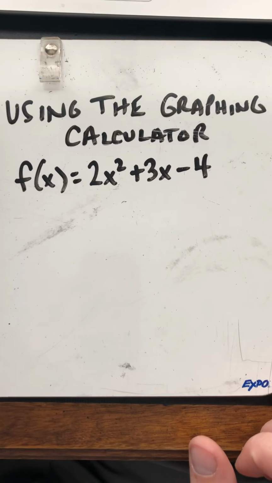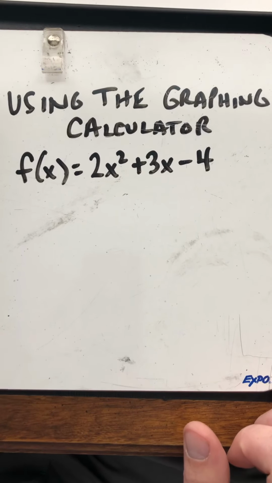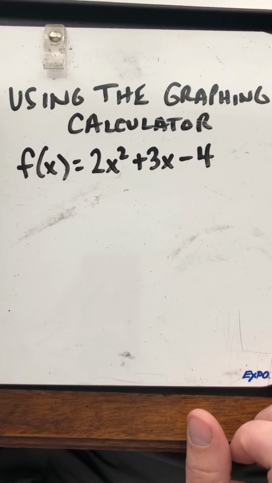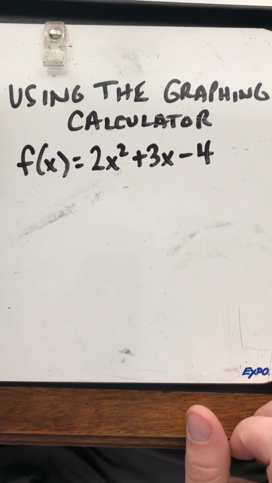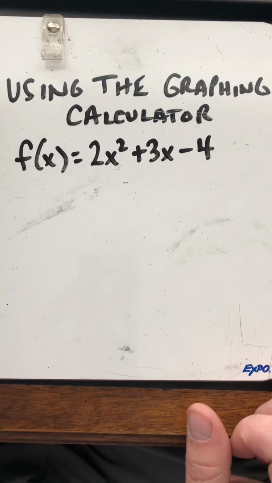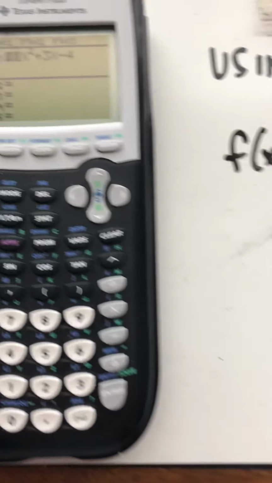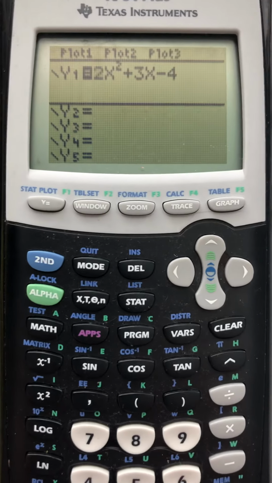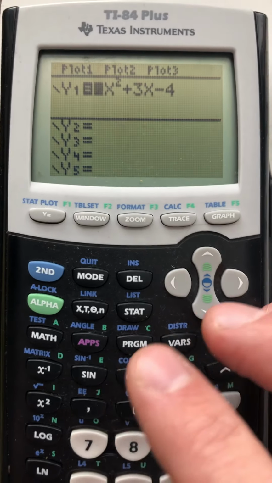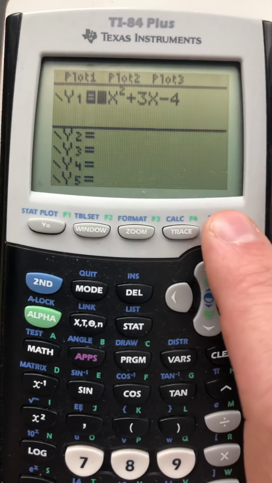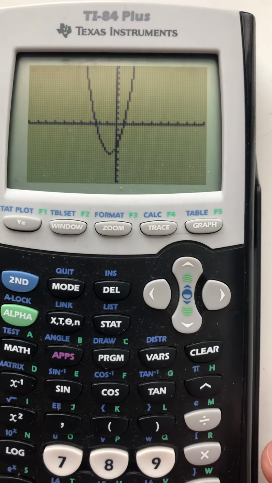Okay, in this video we're going to learn how to use the graphing calculator to identify our zeros of a function. So here I have my function f of x equals 2x squared plus 3x minus 4. I've already typed that into my graphing calculator. So I've hit y equals and typed it in. We're going to go ahead and hit graph to take a look at our graph.